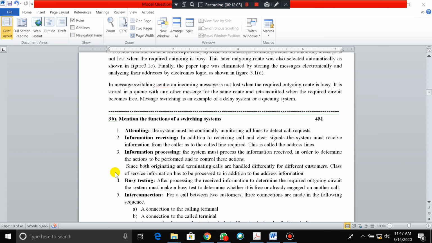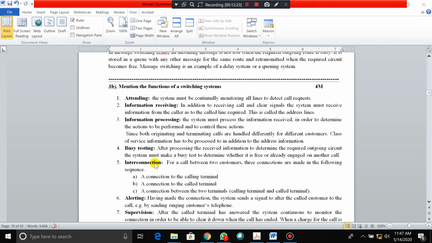What is busy testing? After processing the received information, in order to determine the required outgoing circuit, the system must busy test to determine whether the link or line is free or already engaged on another call. So that is how we are able to test the line.